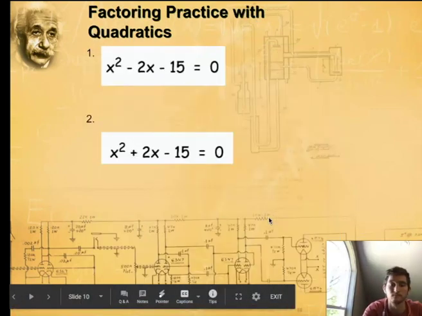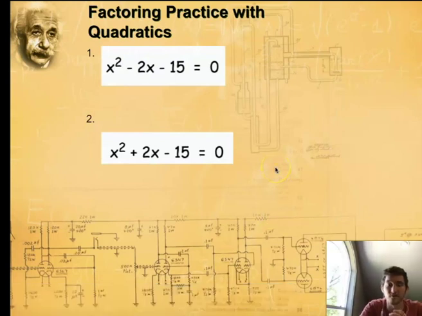All right, let's finish with some practice. Factoring practice with quadratics: we've got our first one, x squared minus 2x minus 15 equals 0, and our second one, x squared plus 2x minus 15 equals 0. Go ahead and try to factor these expressions and find the values at which these expressions are equal to 0.